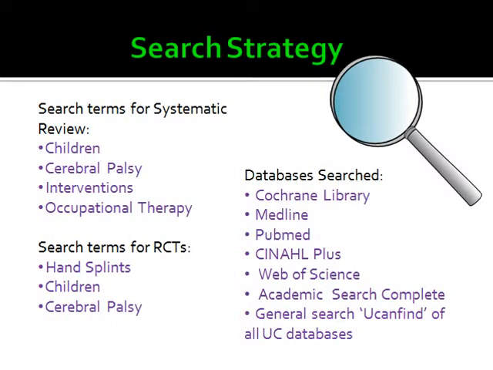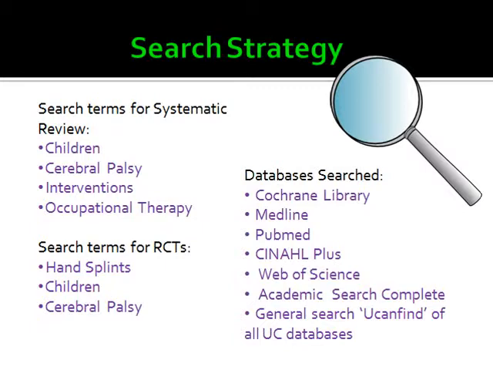So after I chose my research topic of children with cerebral palsy, I did a search of the literature using very broad search terms. These were children, cerebral palsy, interventions, and occupational therapy. After I chose my systematic review, which was titled The Effectiveness of Hand Splints in Children with Cerebral Palsy, a systematic review with meta-analysis, I then used narrower search terms to find the randomised controlled trials. These terms were hand splints, children, and cerebral palsy.